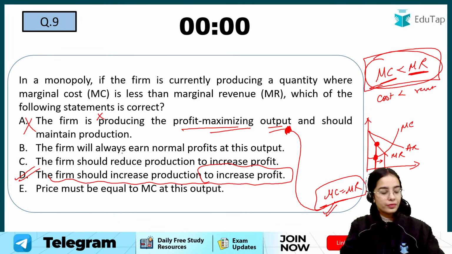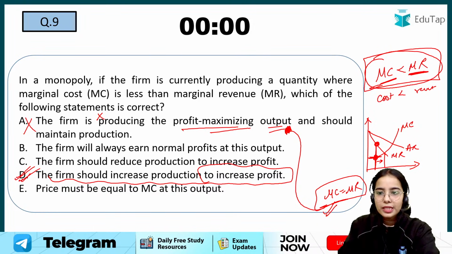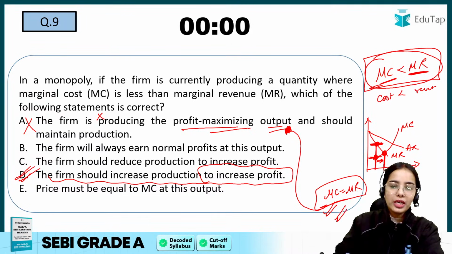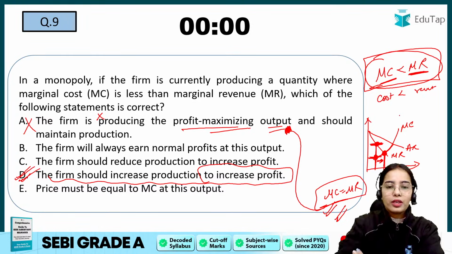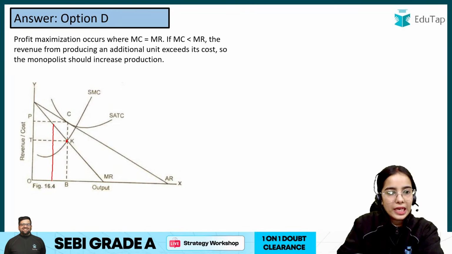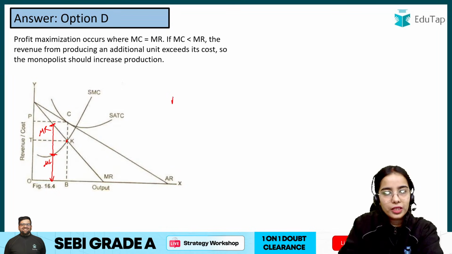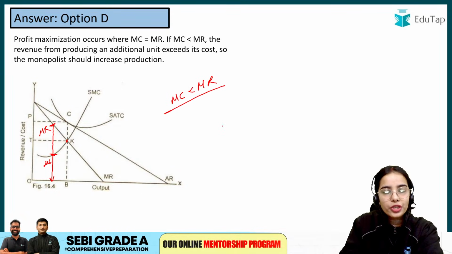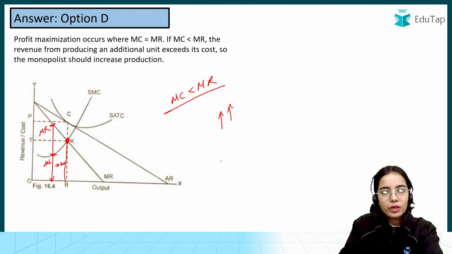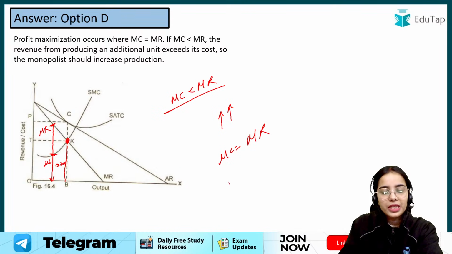Is this clear? D is the answer, because if the MC, that is marginal cost, is less than MR, there should be more production until the MC becomes equal to MR, and MC is cutting MR from below. So if you are producing at this level where the MC is less than MR, there should be more production. You should continue producing until your marginal cost is equal to MR and MC cuts MR from below.